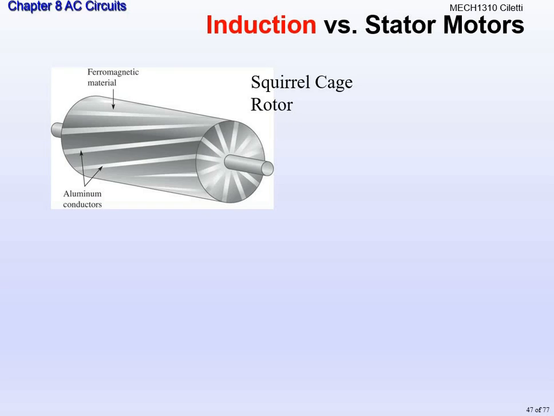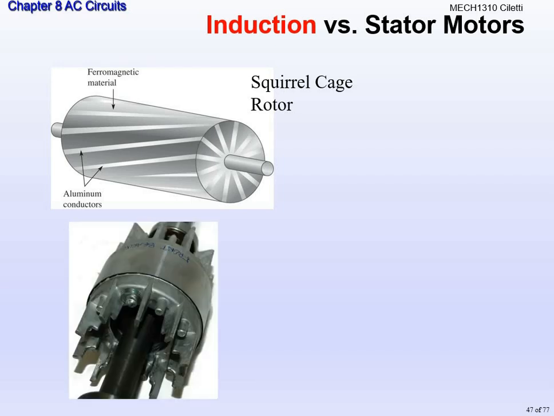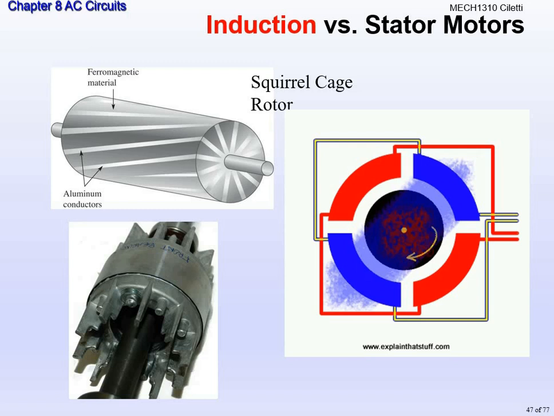They're known as squirrel cage rotors, okay? It has aluminum conductors on the inside, and it has a ferromagnetic material on the inside as well. Remember, ferromagnetic means it includes iron, something that's ferrous. So here's one that's kind of stripped away as we take a look at it.